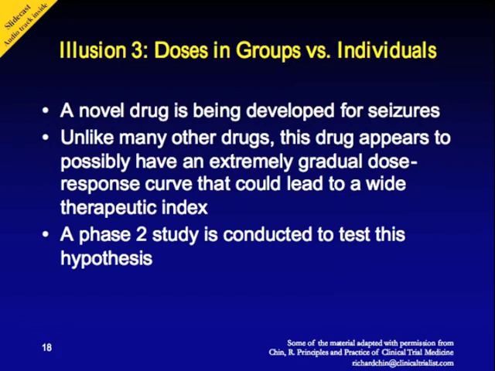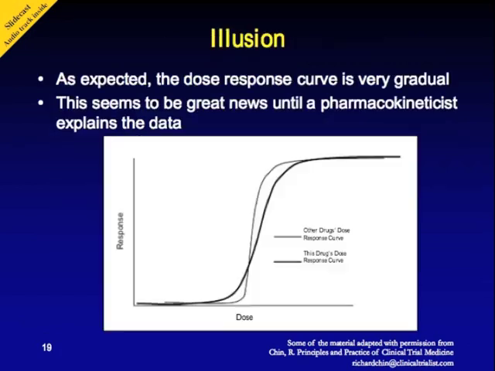And the data to date suggests that this drug does have a wide therapeutic index. So what you do is do a phase 2, and it's great. You take the aggregate data from all the patients and you sort of graph the dose-response curve, and the dose-response curve seems quite nice and wide, or wider compared to the other drugs that are available.